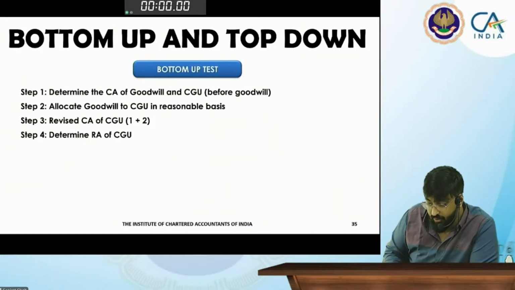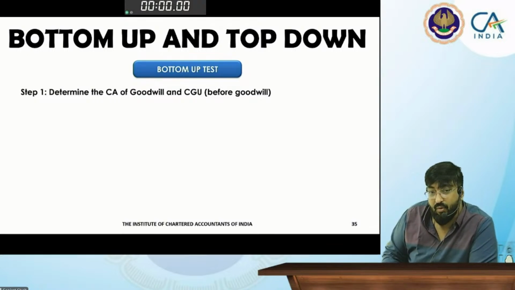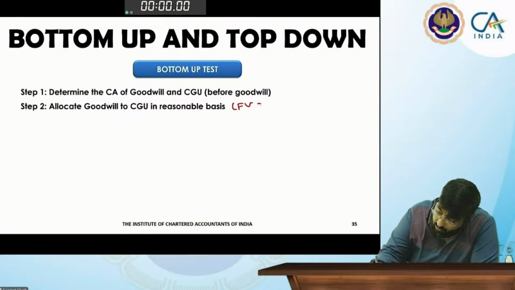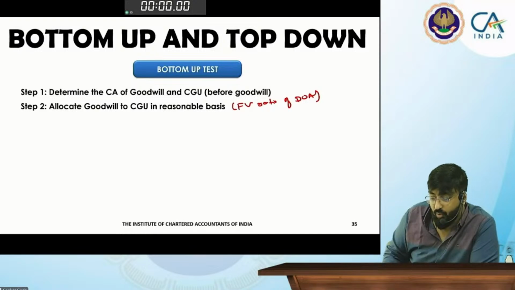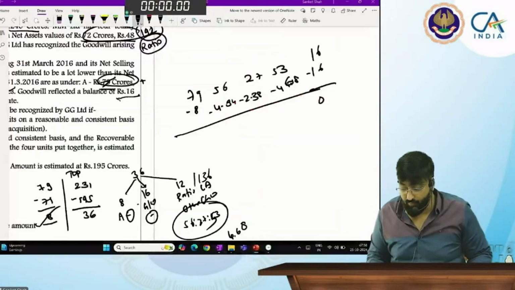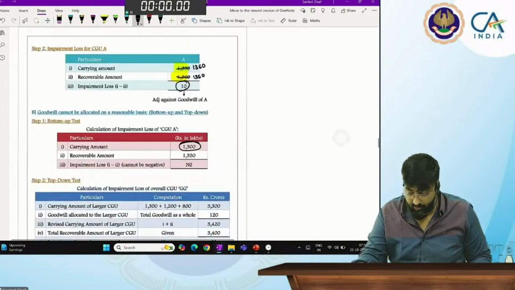Now see, what is the bottom up test? Determine the carrying amount of goodwill and CGU on the date of acquisition. The carrying amount will come for that day. Allocate the goodwill on the CGU on a reasonable basis. Now what is the reasonable basis? Fair value ratio of the date of acquisition. Bottom up test we are doing. Now your carrying amount is revised: goodwill plus carrying cost. So this is a question.